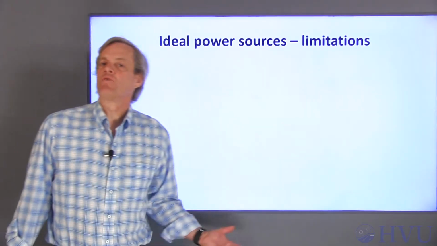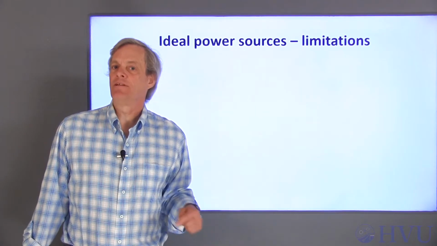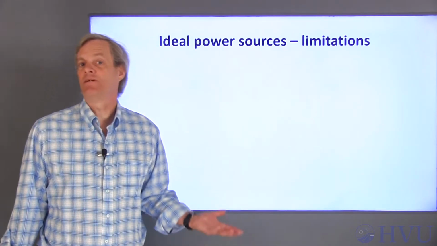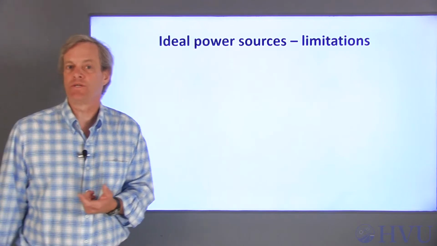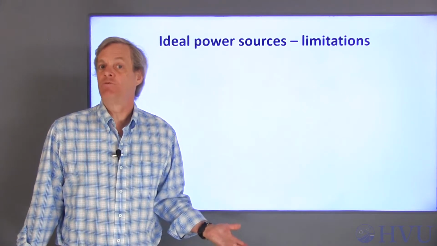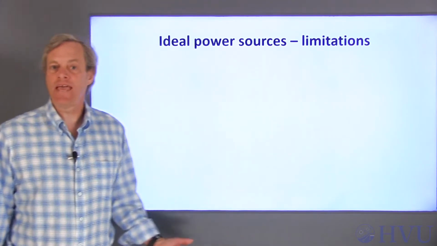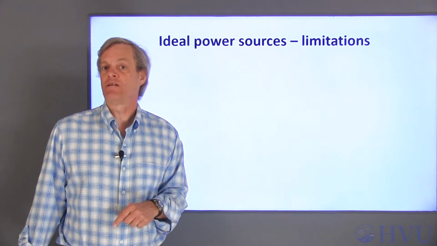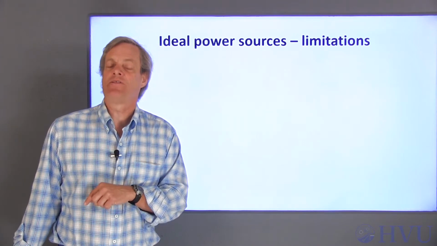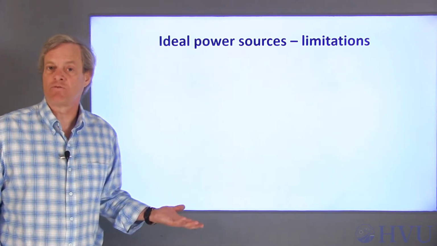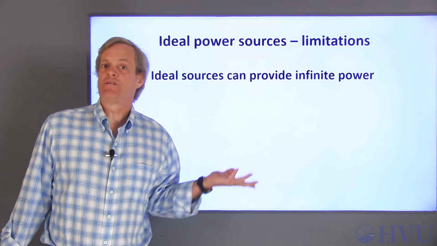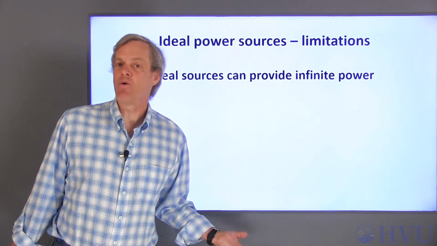It's important to remember that the ideal independent sources in this video are only mathematical models that approximate the behavior of actual sources. A model of a circuit element will have limitations that make it behave differently from a real element. Our goal when modeling a circuit is to choose the simplest model that adequately describes the behavior of the real element. One obvious problem with ideal sources is that they can deliver infinite power.